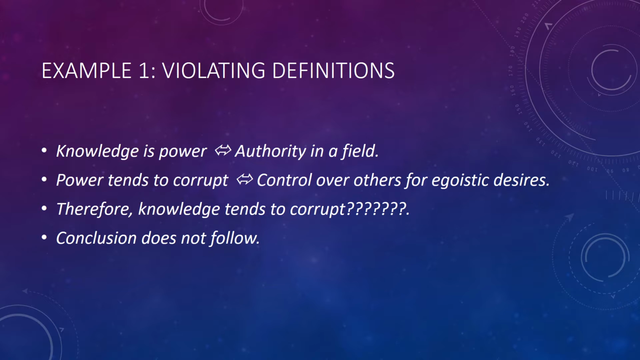It is clear that there is no common point between knowledge and corrupt, since the word power is used in 2 different meanings. Once we entitle them differently, because they are different in meanings, this lack of connection becomes visible. Based on this, we can say the conclusion, therefore, knowledge tends to corrupt, is not possible.